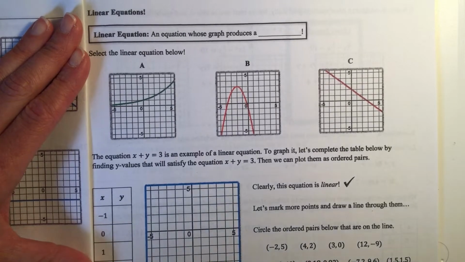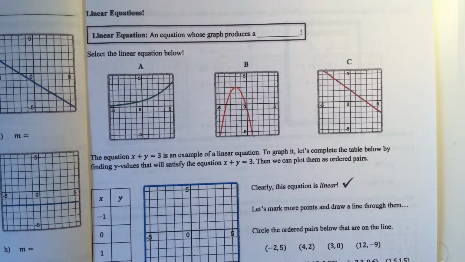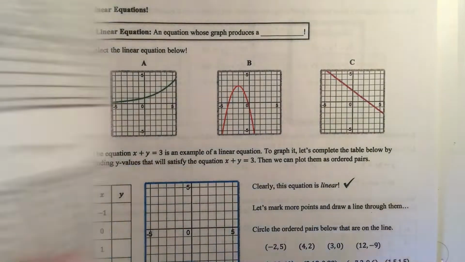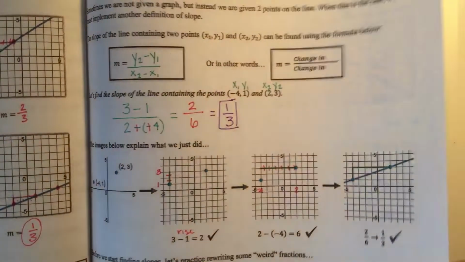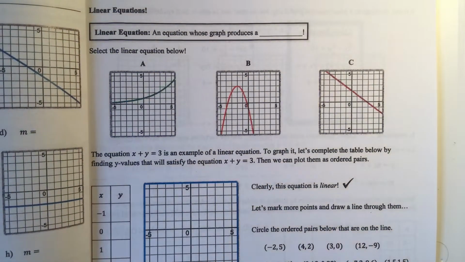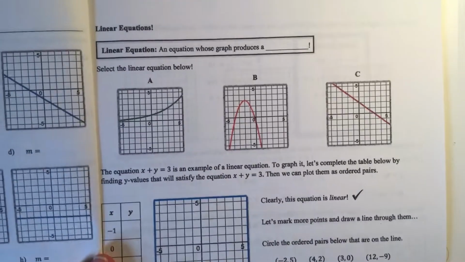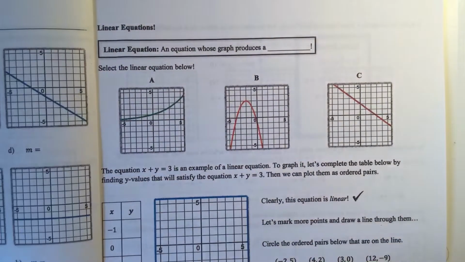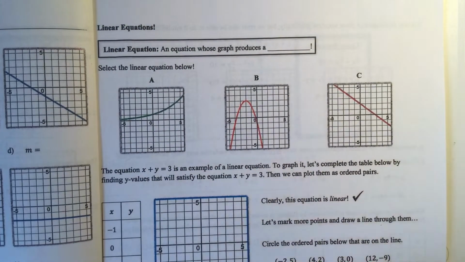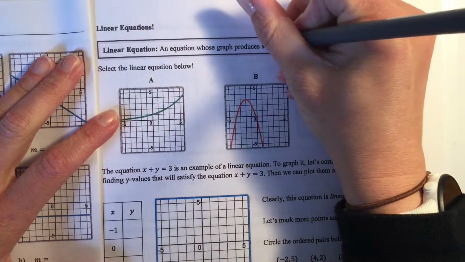Okay, 8th graders, on Monday we talked about slope, and we did the first couple of pages in our linear equations packet. So today we are going to go to the 3rd page, and we are going to talk about linear equations. A linear equation is an equation whose graph produces a line.